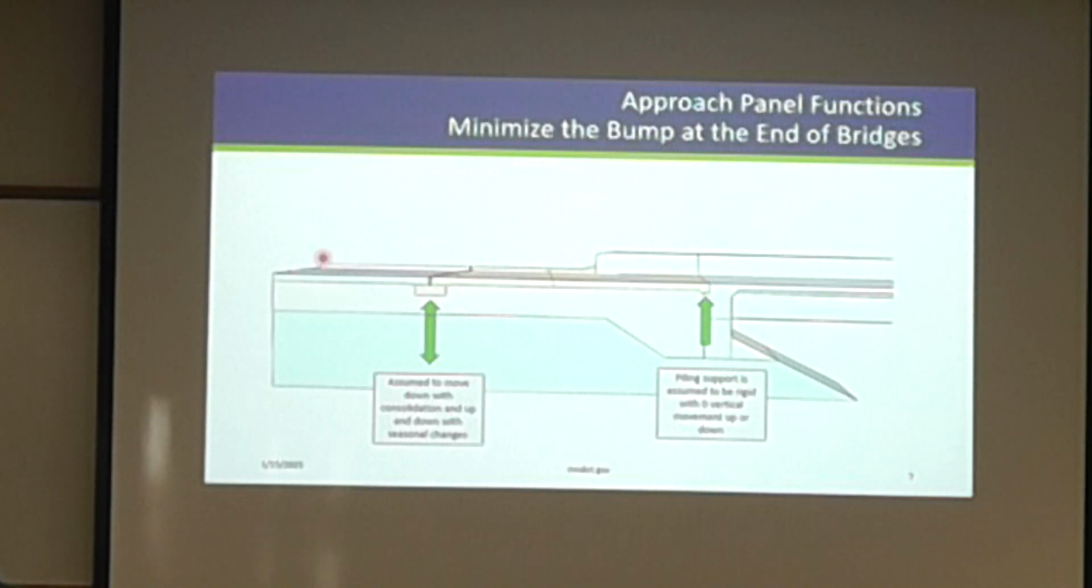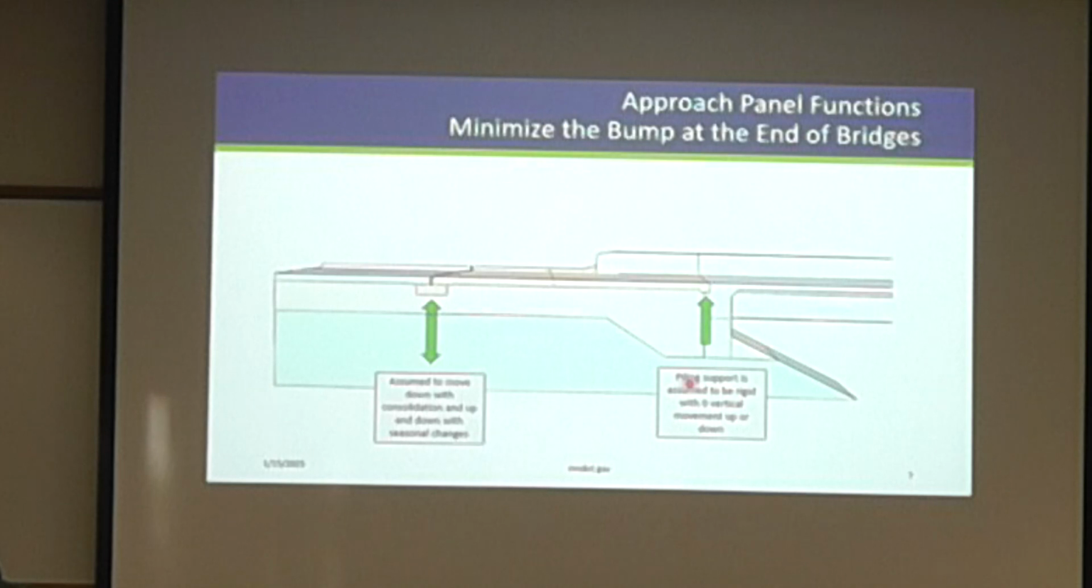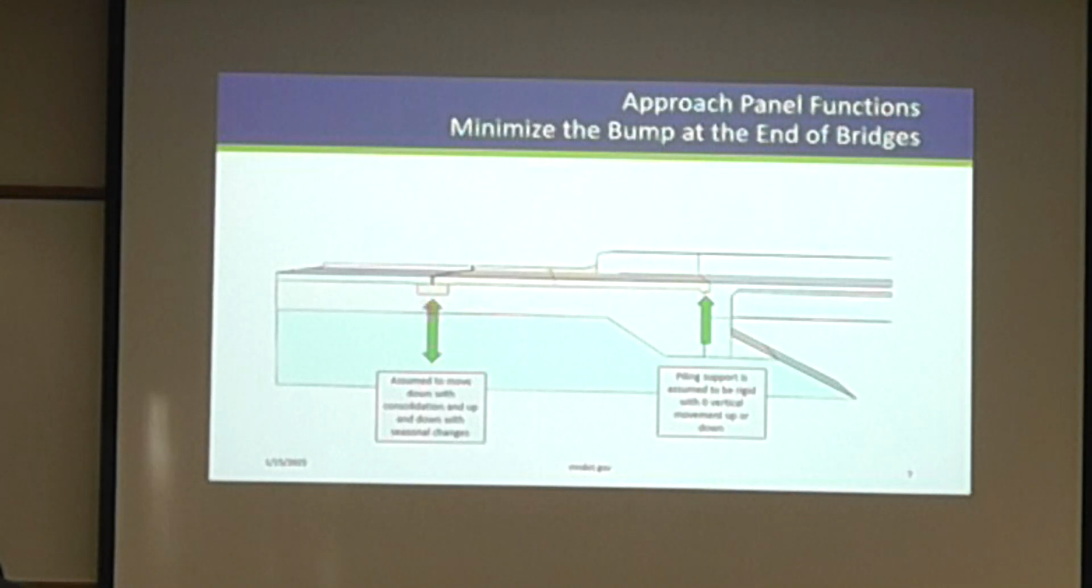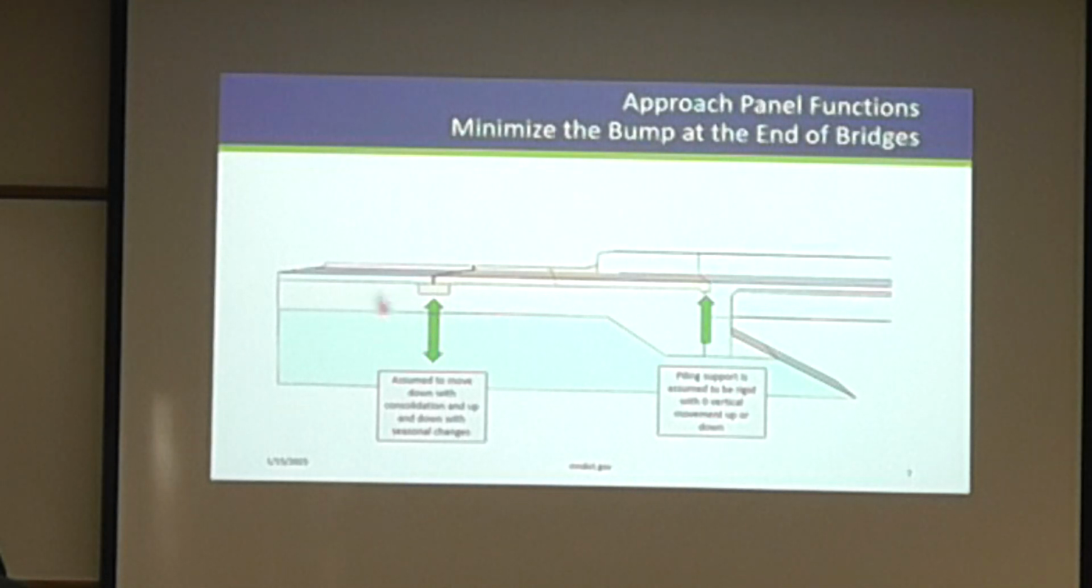So in order to minimize the bump at the end of the bridges, basically the bridge over here is often supported on piling, so it's a very rigid vertical interface that really isn't going to move vertically over time, versus over here at the roadway interface, it's just supported on the sill and then the soil below it. So this could move up and down from consolidation, really will go down from consolidation over time from the soil, but then up and down with seasonal changes, frost heave, etc. So the roadway approach panel interface moves up and down vertically versus the bridge is pretty much fixed vertically.